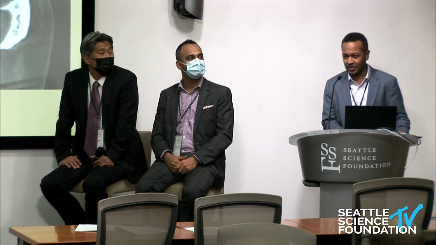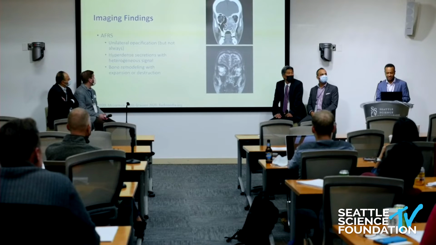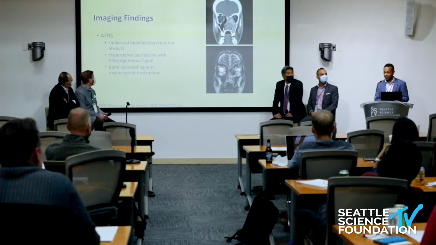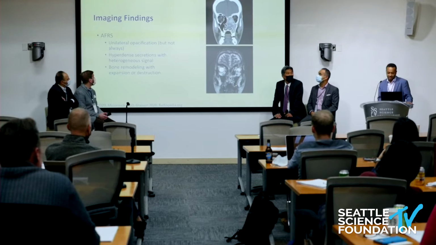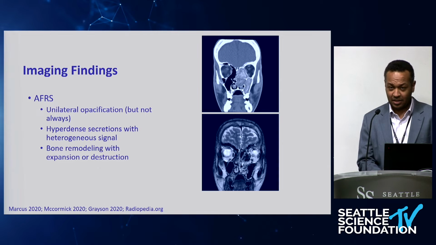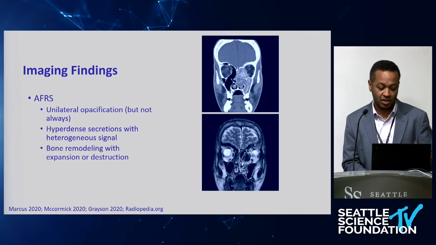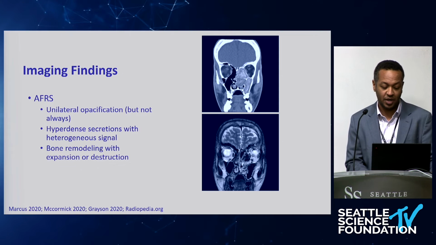So just to summarize, eosinophilic CRS findings are often a bilateral pansinus opacification with either subtotal or total opacification of your sinuses. There can be some bony remodeling, neo-osteogenesis. AFRS is very different on CT. You can see that above. You get signal heterogeneity from the hyperdense secretions and bony remodeling as well. That can include expansion of the bone, but it can also include dissolution or dehiscence of the bone as well.